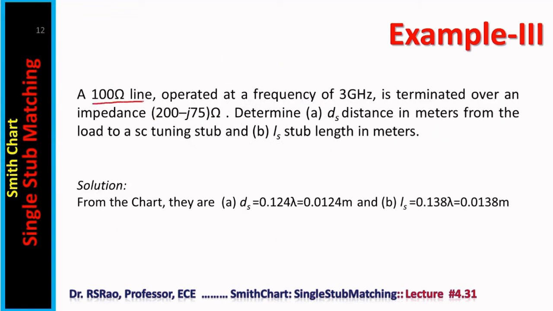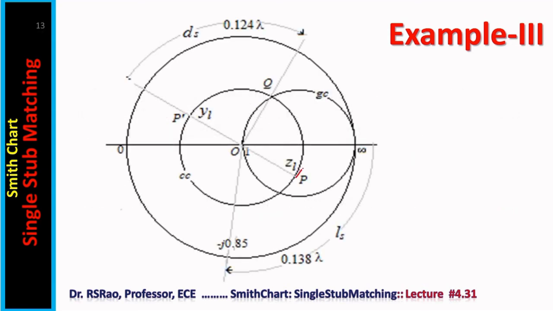Another problem: a 100 ohm line operated at a frequency of 3 GHz is terminated over an impedance 200 minus j75 ohms. Determine the distance in meters and the length of the stub in meters. From the chart, it can be found ds is equal to 0.0124 meters and ls is 0.138 lambda, that is equal to 0.0138 meters. How is this process done? First look at P. Load impedance is given, characteristic impedance is given, so finding ZL is not that difficult, and locate it over the chart. P is available.